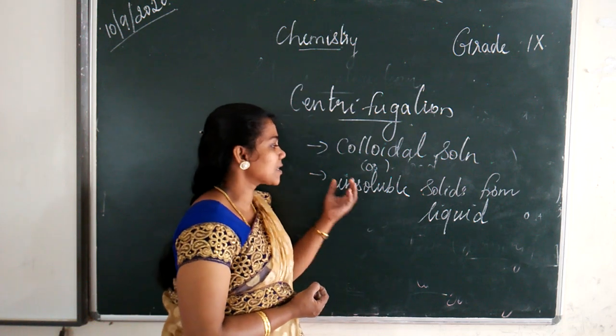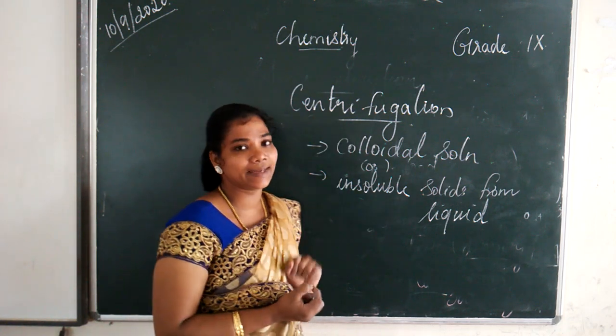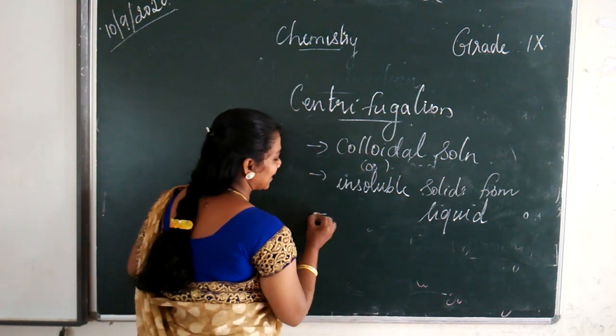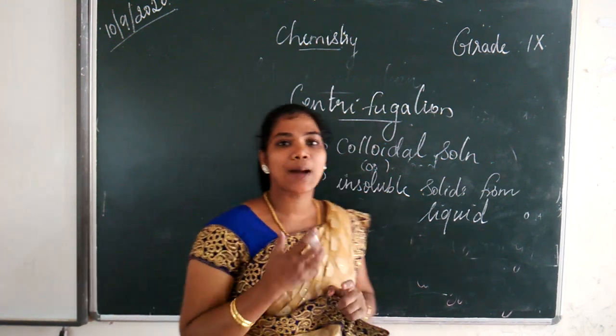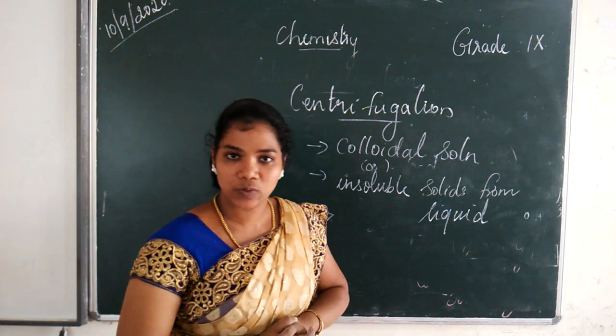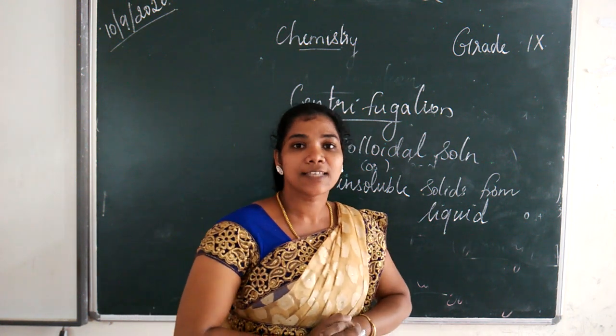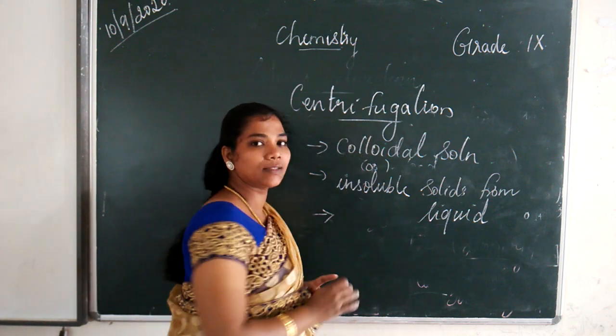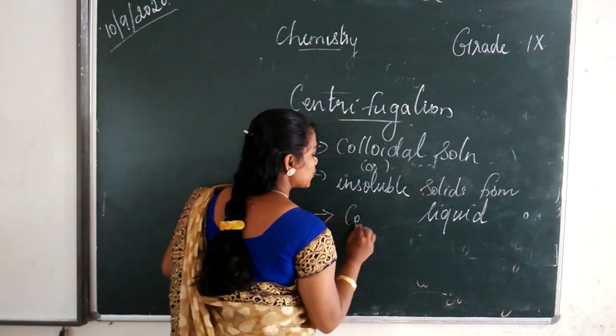Such mixtures can be separated by the technique called centrifugation, and centrifugation is done with the help of the apparatus called the centrifuge. How is this process done? The apparatus employed for this technique is the centrifuge.